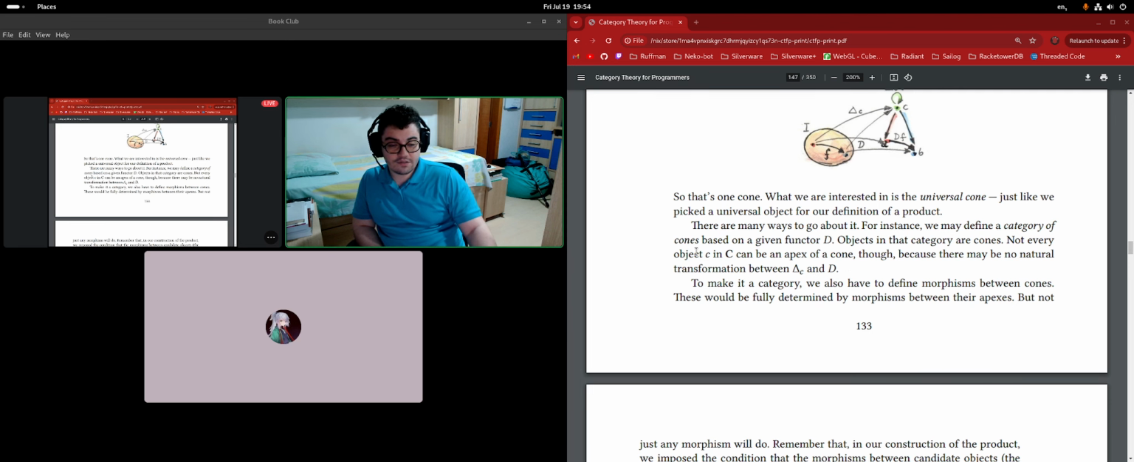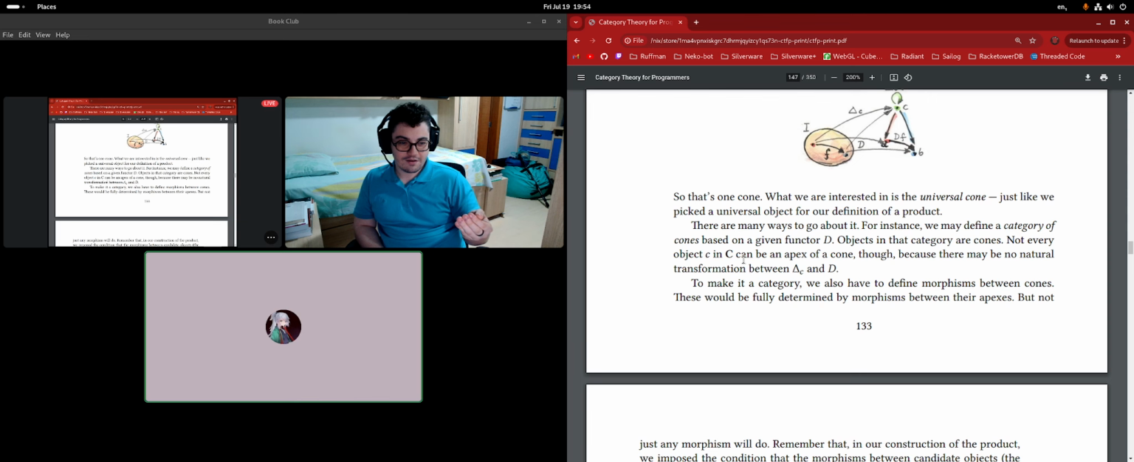Not every object C can be an apex of. Oh, I think this is where I got confused. It's of a cone, not of the cone. Hmm? I think that's what it's saying, what you said. I understand now. To make it a category, you also need to define morphisms between cones. So what the heck are those?